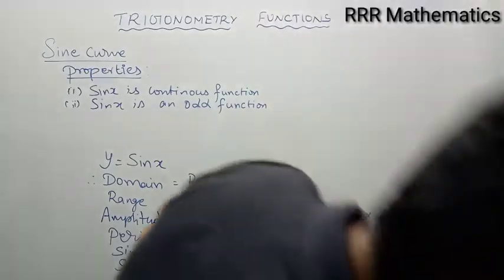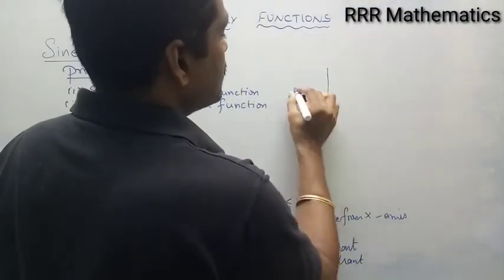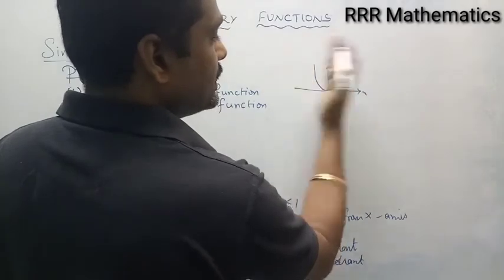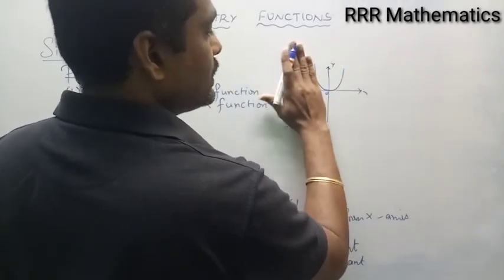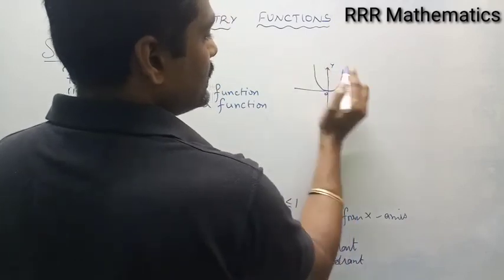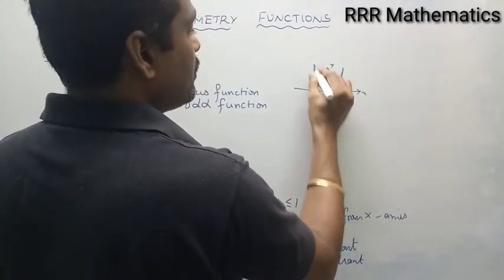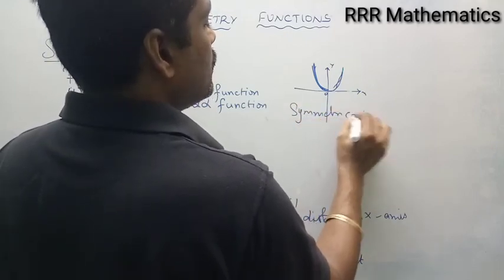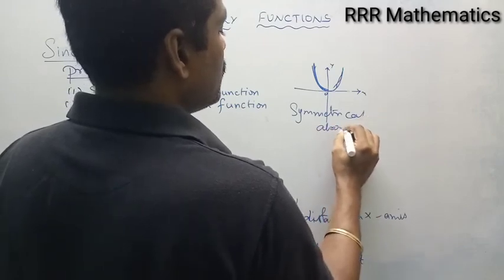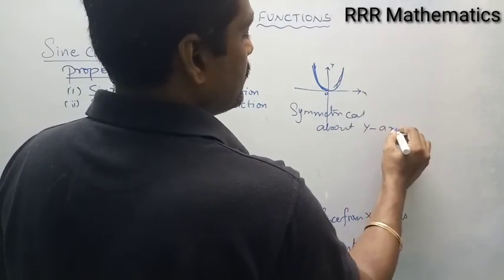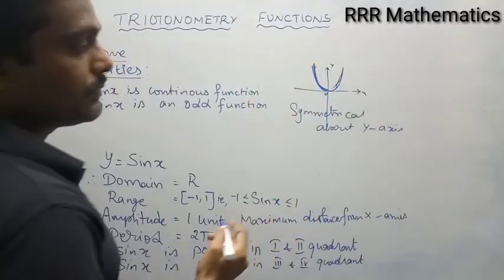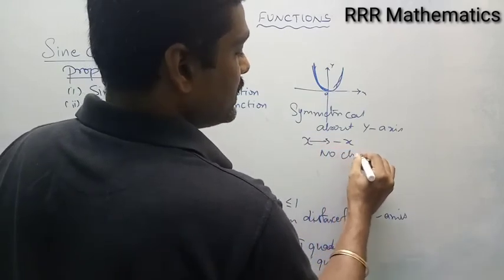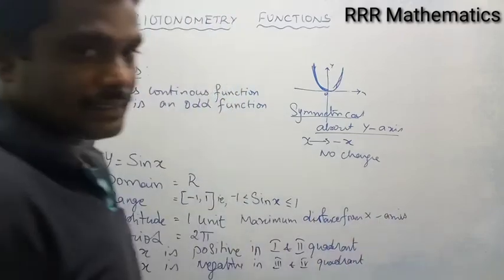I will explain further. Consider a curve like this. This is a parabola, you know. When you fold it vertically, this part comes here and coincides with the other part. So it is symmetrical about the y-axis. Otherwise, replace x by minus x, and if there is no change, then it is symmetrical about the y-axis. Is it clear?